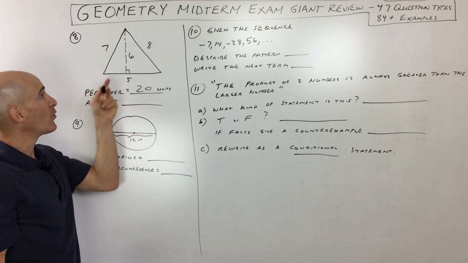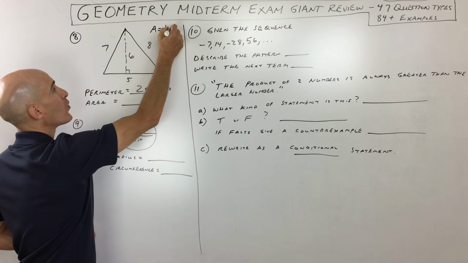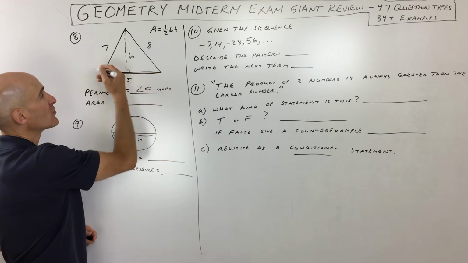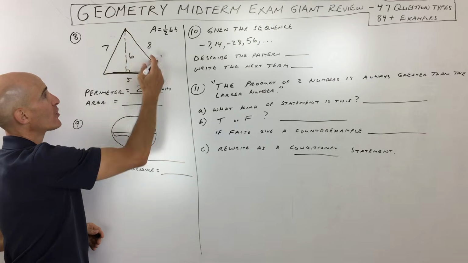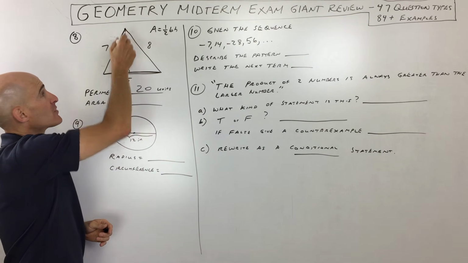Now the area, what they're testing us on, of course, is the formula for the area of a triangle, and what you want to memorize is 1/2 base times height. So the base is the bottom, that's what the triangle sits on. The height is the perpendicular distance. So you don't want to accidentally use 7 or 8. You want to use this perpendicular height. That's the shortest distance from the vertex to the base.